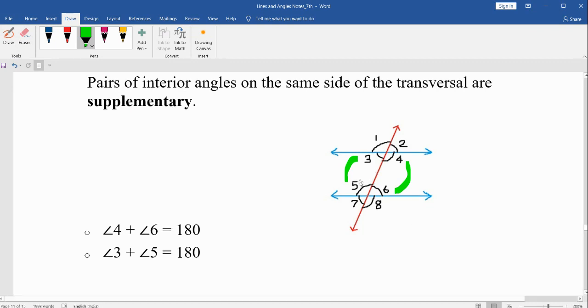See guys, in higher standard we need to prove these facts also, but they are called theorems. It comes for higher standard students, we need to prove it. For standards like 7th and all, we need not prove it, we just accept these facts. Okay, all right. So 4 and 6, they sum up to 180.